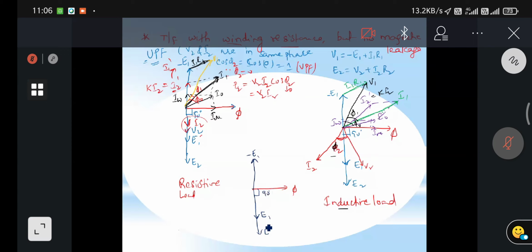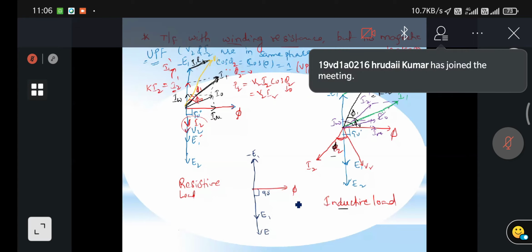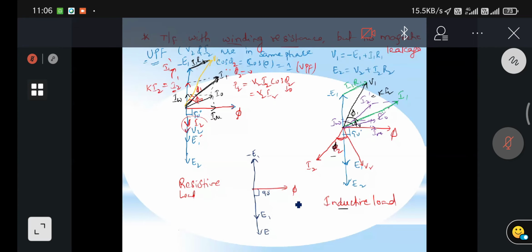Because of this flux, E1 and minus E1, the I2 has to change here. Then V2 has to change here. Then the I2 will be coming to capacitive load. This is the I2. Why? Because of this E2, because of some voltage drop, some I2 R2 voltage drop. By the way, I forgot to draw one here.